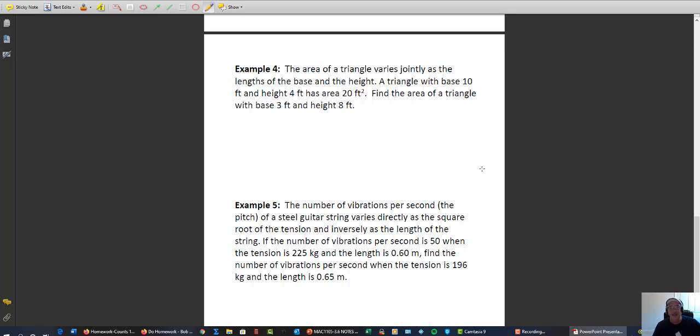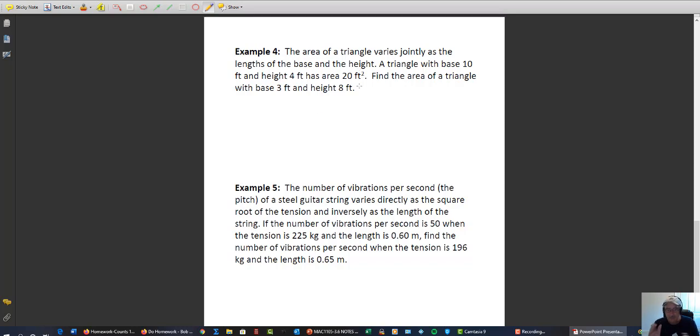So example 4 says, and this would kind of fool students sometimes, so be careful. The area of a triangle varies jointly as the lengths of the base and the height. Now, if you want to pause the video for a second, see if you can set up the model, because that's really the important part. Once you get that model, and you can even do it for number 5, if you want to go ahead and read through this, see if you can set those two models up, and we'll come back. You can come back, but I'm just going to keep on going. So if you haven't paused by now, I'm going to keep going.